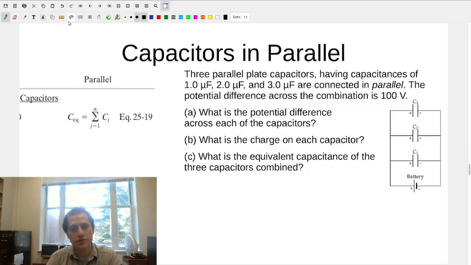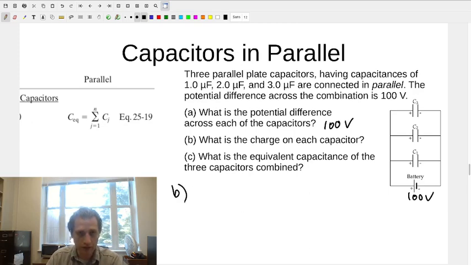Now, in capacitors in parallel, it's a little easier in terms of the equivalent capacitance, because these are all just storing a separate charge. So the potential difference across each of the capacitors, if you have a potential difference in the battery of 100 volts, is just going to be 100 volts. If you wanted to find the charge on each capacitor, it also would be easy, because you could just use Q equals CV for each one of these individually.